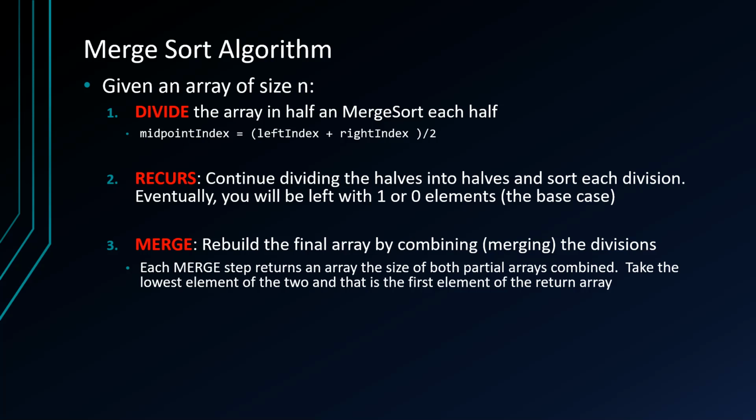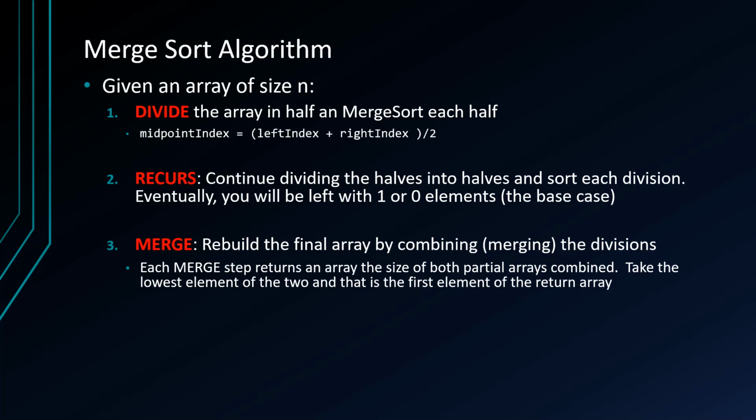So if the first array has 3 elements and the second array has 3 elements, then my return array is going to have 6 elements. If my first array has 3 elements, the second one has 4 elements, my return array is going to have 7 elements. Now, how do we actually merge? Well, we look at our 2 partial arrays, we grab the lowest element out of the 2 arrays, and we stick it in our return array.